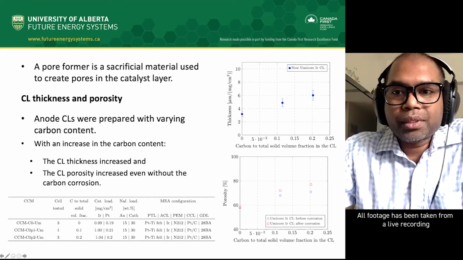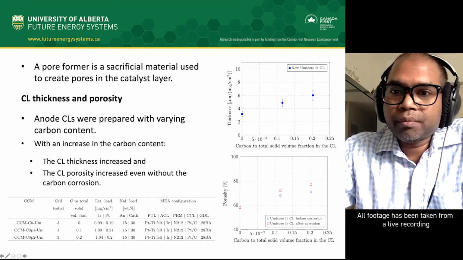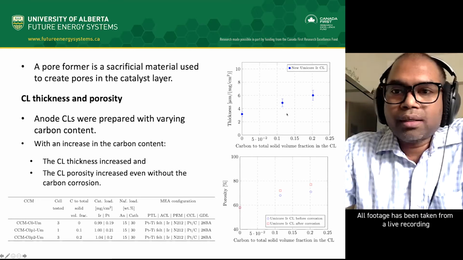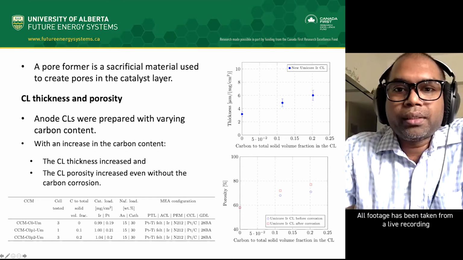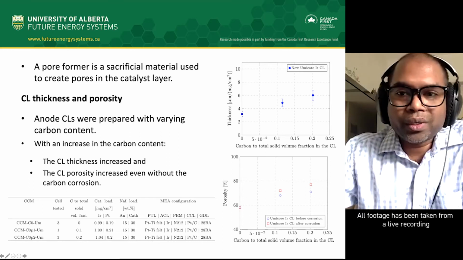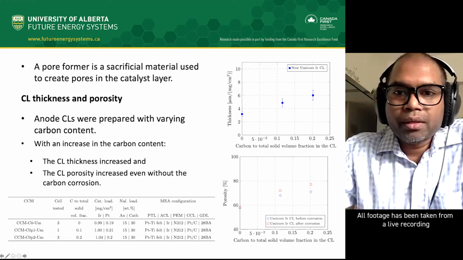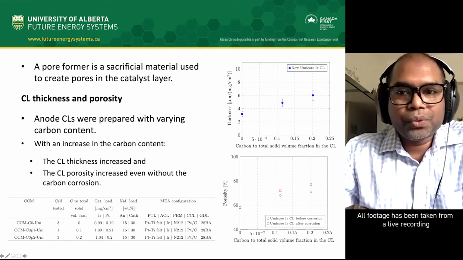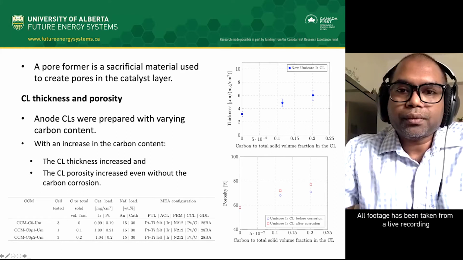SEM images were captured to measure the catalyst layer thickness. The thickness increased with an increase in the carbon content, as shown in the top figure. The calculated porosity also increased with an increase in the carbon content, even without corroding the carbon from the cell. This shows that the carbon can be used to increase the porosity.